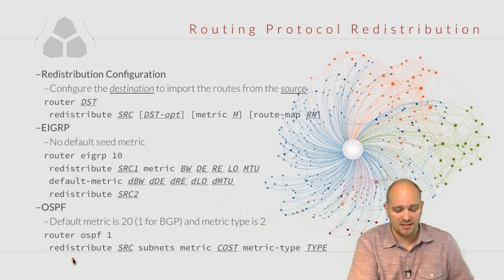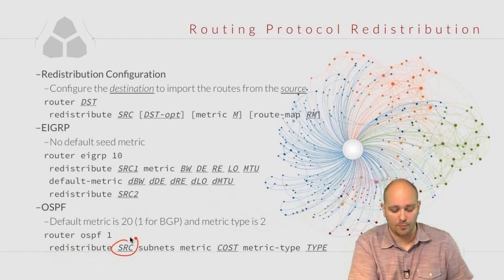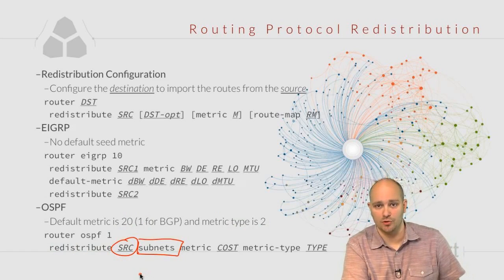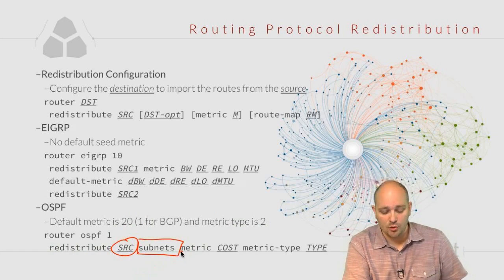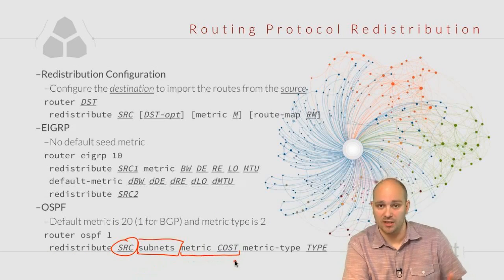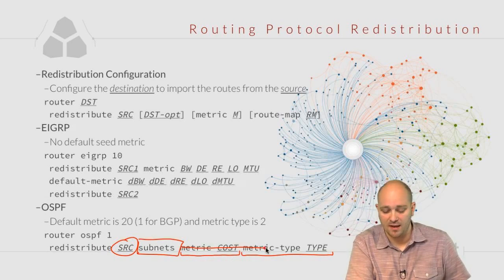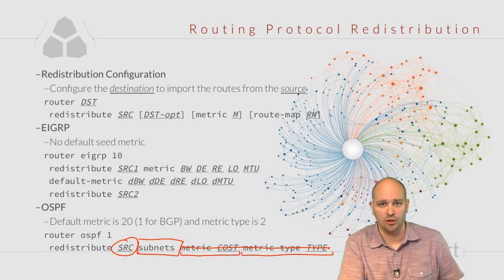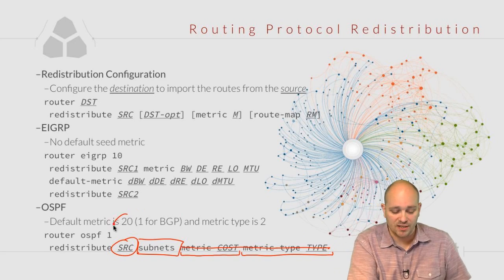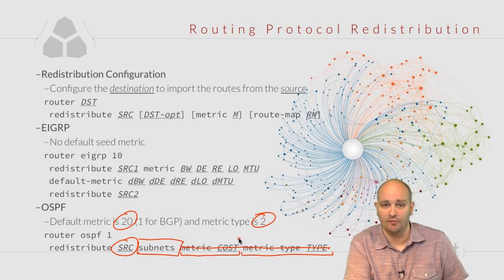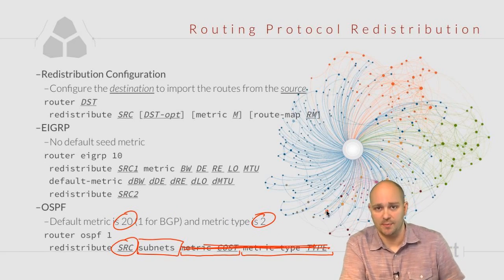So this is the generic syntax for OSPF. Redistribute from a particular source. I highly recommend that you always get in the habit of using the subnets keyword, and then you can optionally specify the metric, you can specify the cost, and you can optionally specify the metric type. Now, for OSPF, if you don't specify the metric or the metric type, because it does have built-in defaults, your redistribution will be successful even if you just did redistribute source subnets.